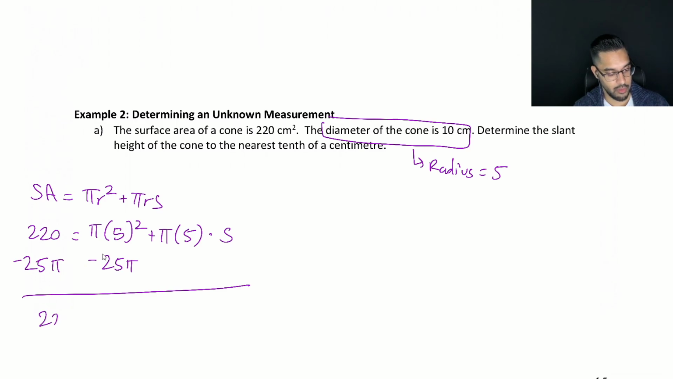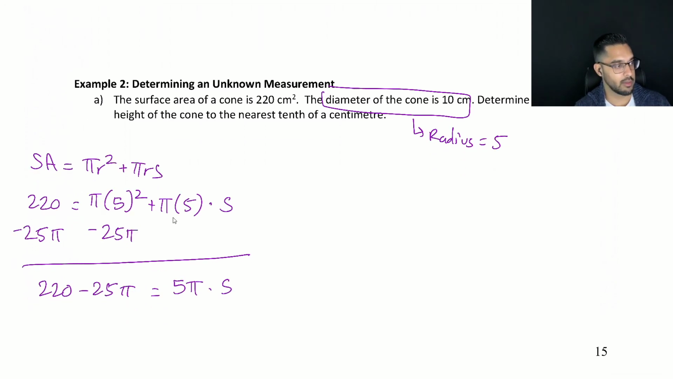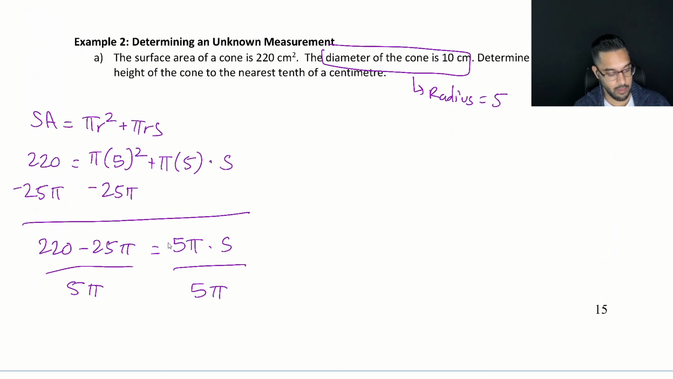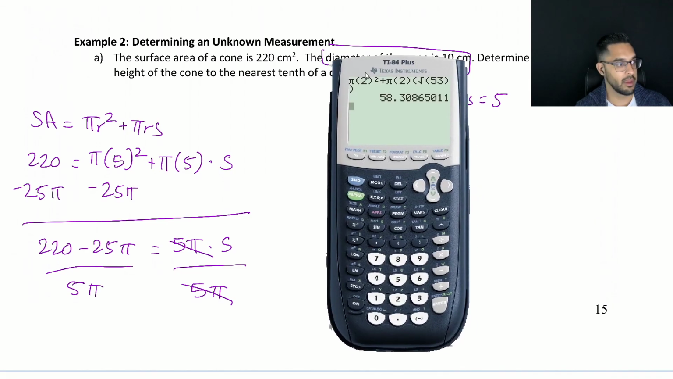Okay, so that 220 minus 25 pi equals 5 pi times s. It's the same term, just I switched around the 5 and the pi. If I divide by 5 pi on both sides, that will get us to our slant height, because those will cancel. So if we see how to put this one in the calculator, we can put it in all together. If you're uncomfortable, because that's a lot of buttons to press, just do it separately.